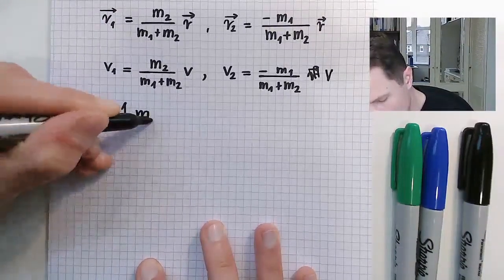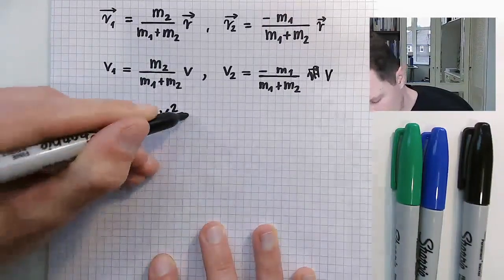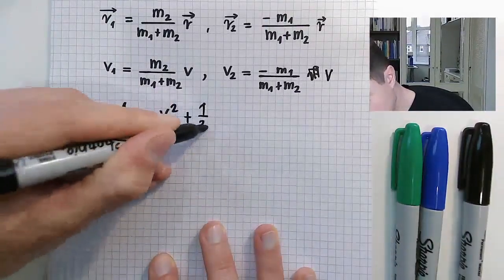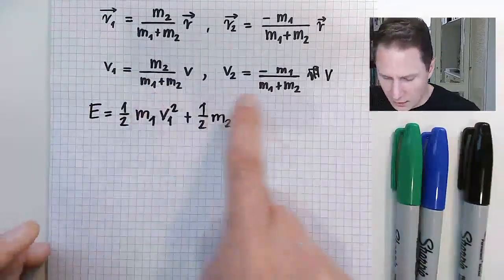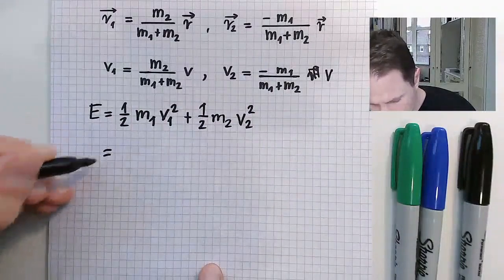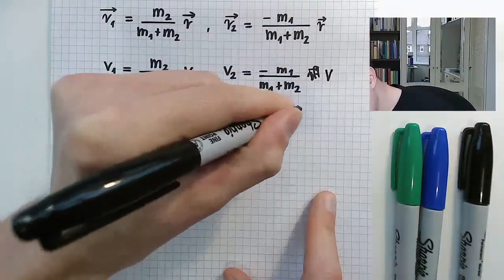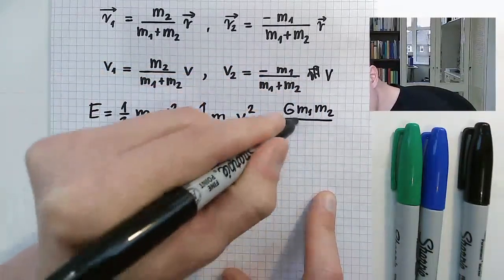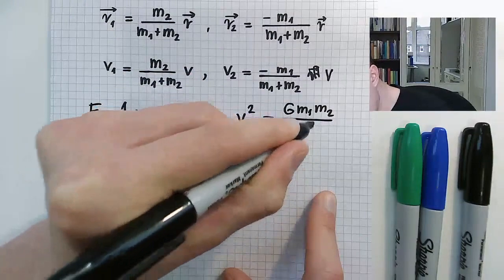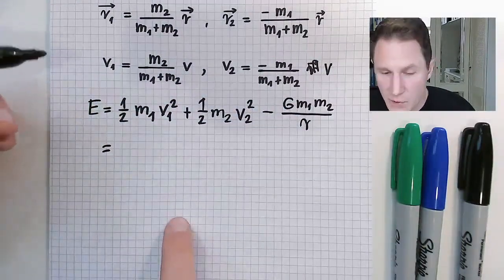So it's 1/2 times m1 times v1 squared plus 1/2 times m2 times v2 squared. And there is of course the gravitational potential, minus capital G times the product of the masses divided by the distance between the two objects.